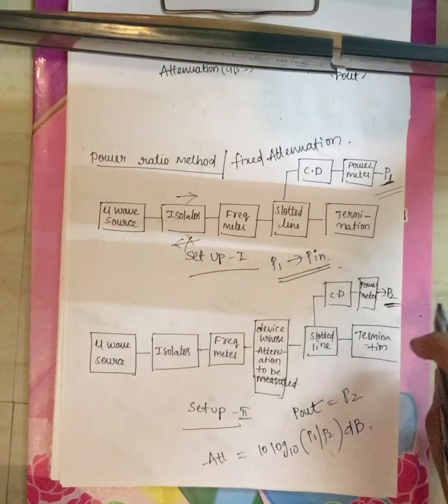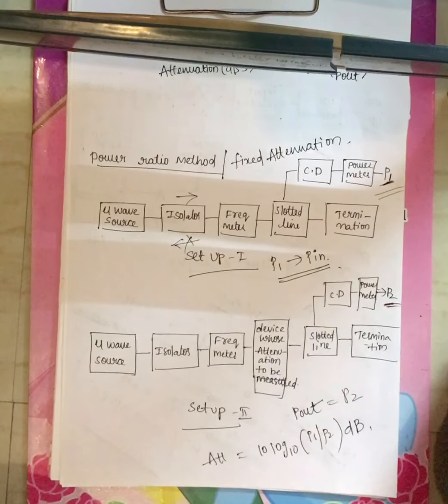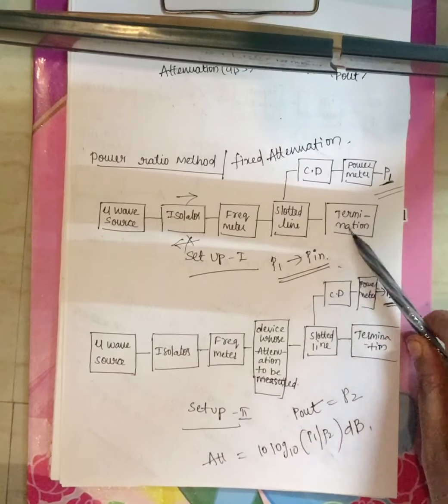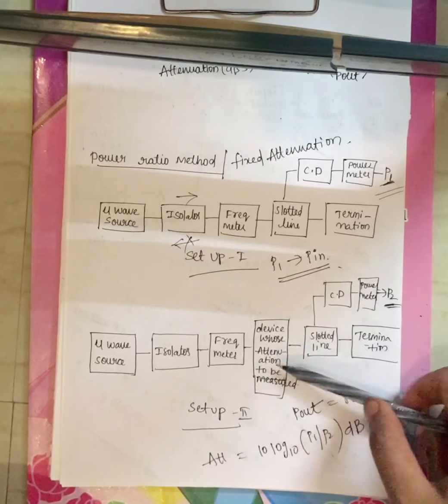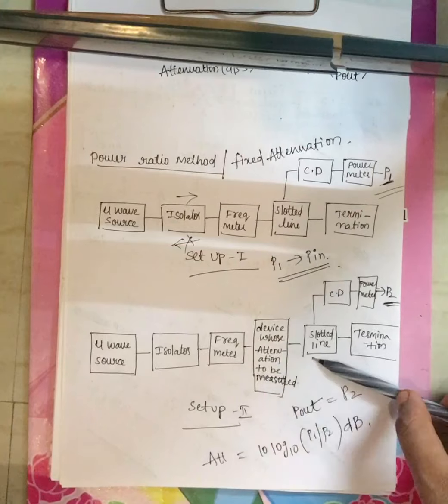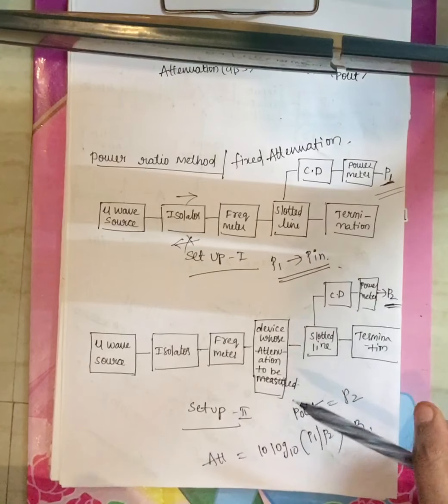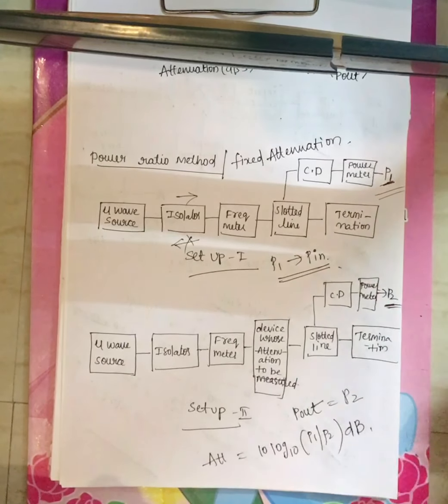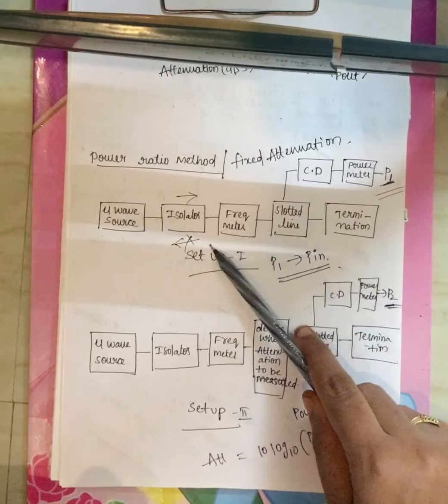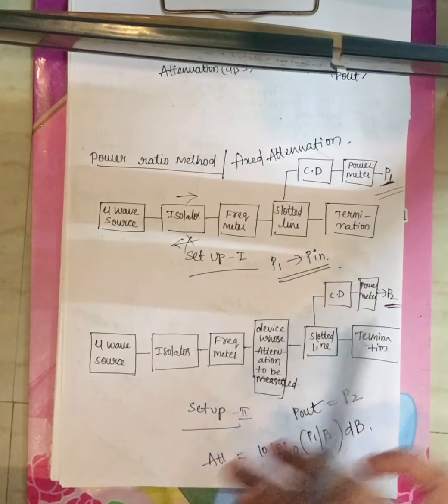This is a very easy experiment in your lab. With a direct connection, you will get P1, and the device whose attenuation is to be measured is connected between the frequency meter and the slotted line. There you will get P2. P1 by P2 will give you the attenuation value. Power ratio method or fixed attenuation, both are the same.